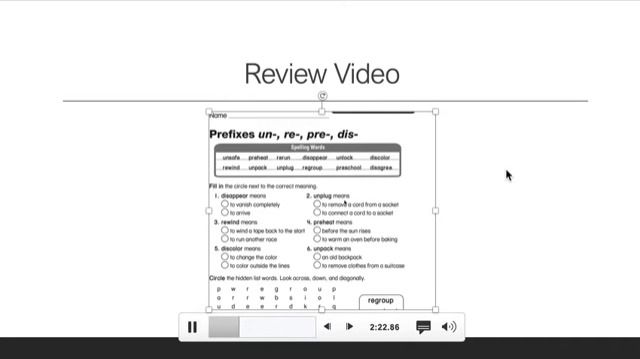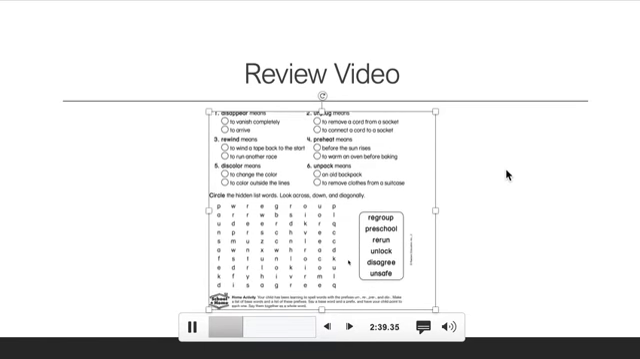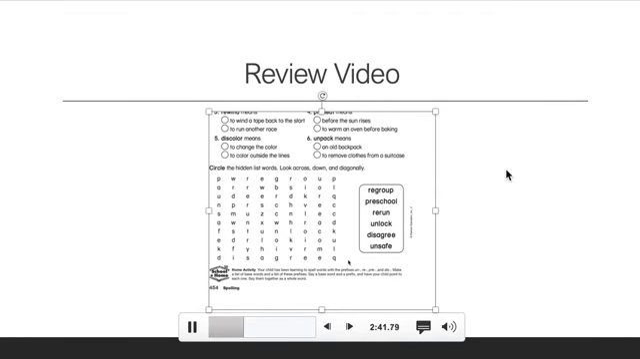Unplug means to remove a cord from a socket or to connect a cord to a socket. Unplug. So go ahead and read each of these words and fill in the circle under the meaning of the word. Then you have a fun little word search here. So circle the hidden list words, look across, down, and diagonally. So you have 1, 2, 3, 4, 5, 6 words to find in the word search and circle them.